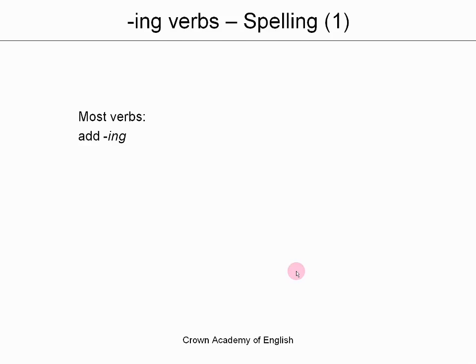So we'll start off with the easy one. Most regular verbs, we simply add ing to the infinitive. We add ing to the base verb. Example: the verb carry becomes carrying. Sing, we say singing, and drink, drinking. So quite easy, just add ing to the end of the verb.